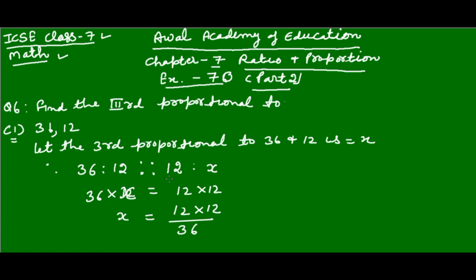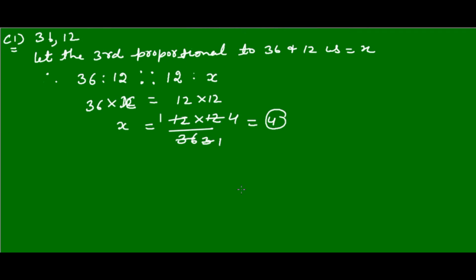Or we can write it as x is equal to 12 multiplied by 12 upon 36. So we cut down: 12 once is 12, 12 threes are 36, 3 ones are 3, 3 fours are 12. So our answer would be 4. Our third proportional would be 4, right students? It is quite easy, you can do it yourself.